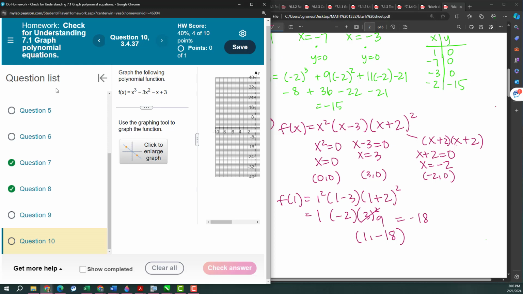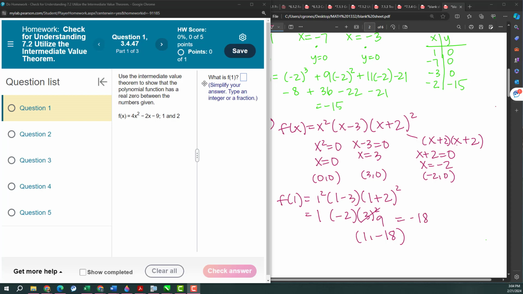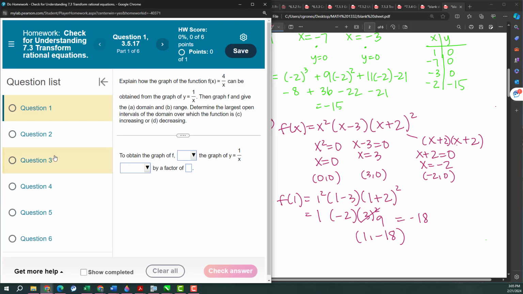I'm going to look at 7.2 next. Okay, 7.2 is super short. I'm not going to look at any of these questions. I'm going to go straight to 7.3. All right, 7.3. I am going to look at number 1. There is a question like this on your test.